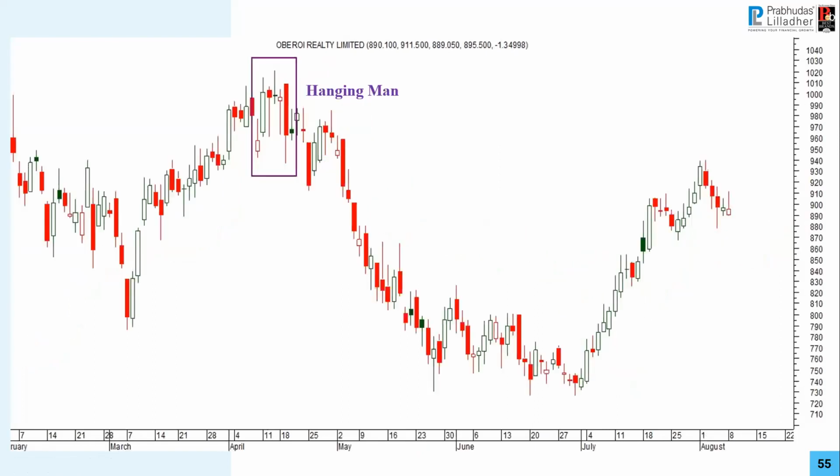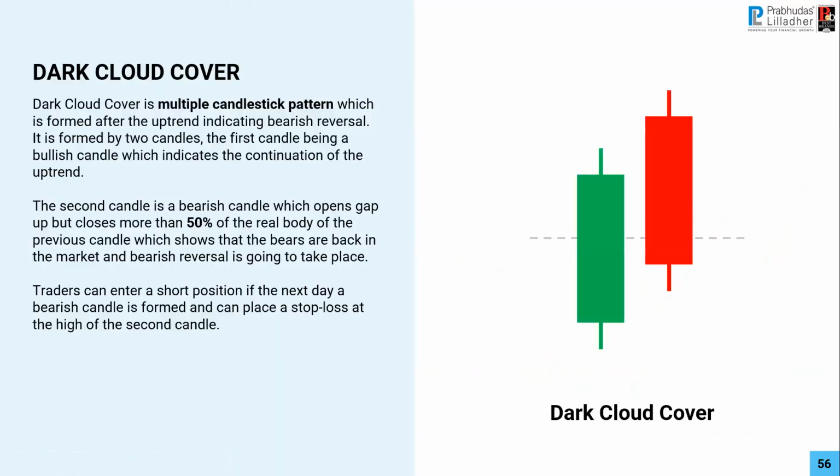Another example is Oberoi Realty. The same example of a hanging man, keeping the stop loss at the highest point, which was the doji that we have witnessed, and we would go through this because the stop loss has not been hit, and we would go through the falling market.